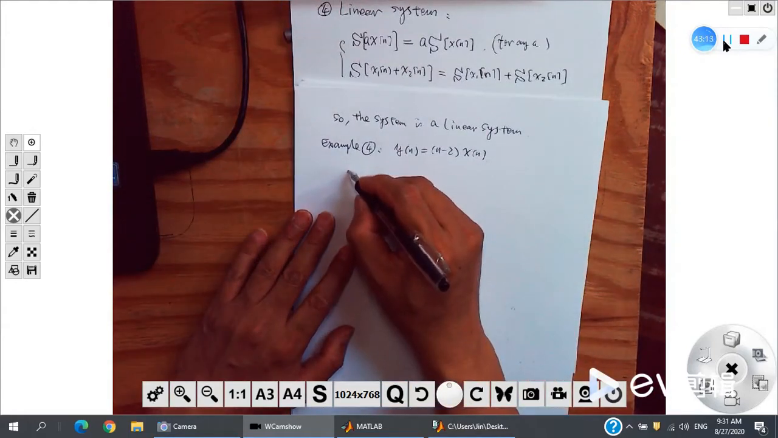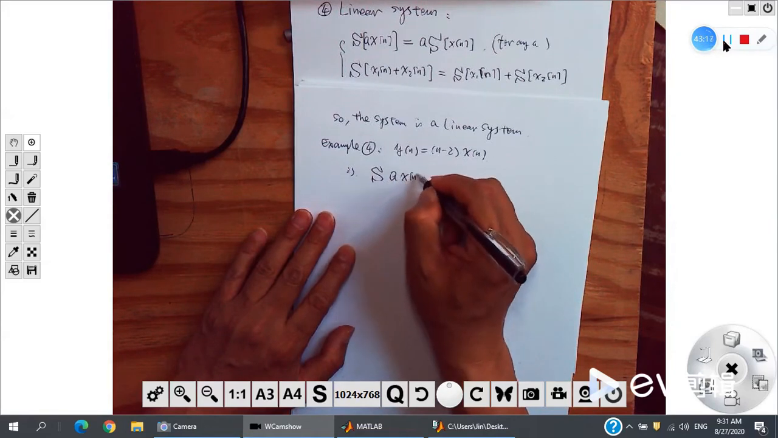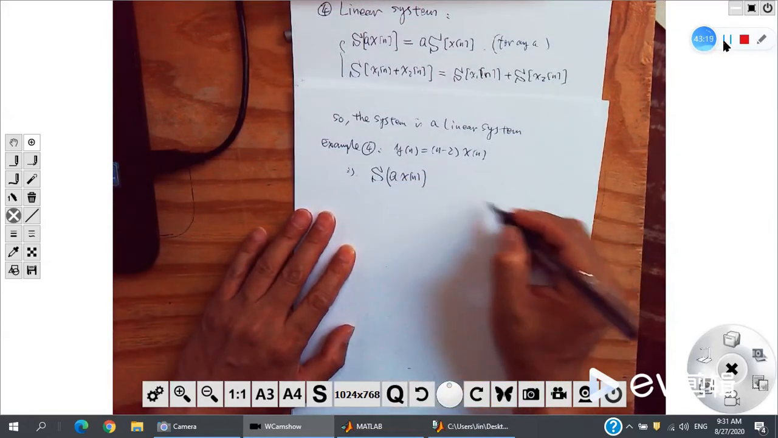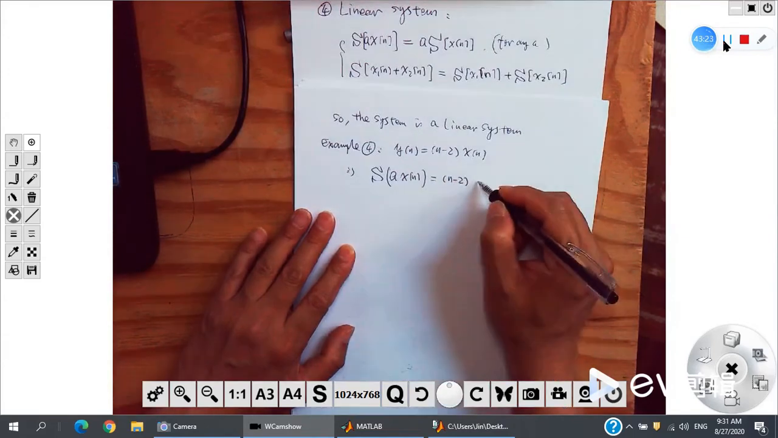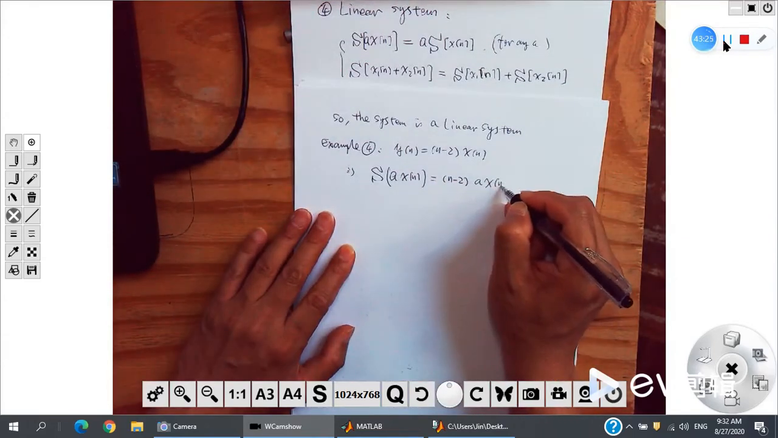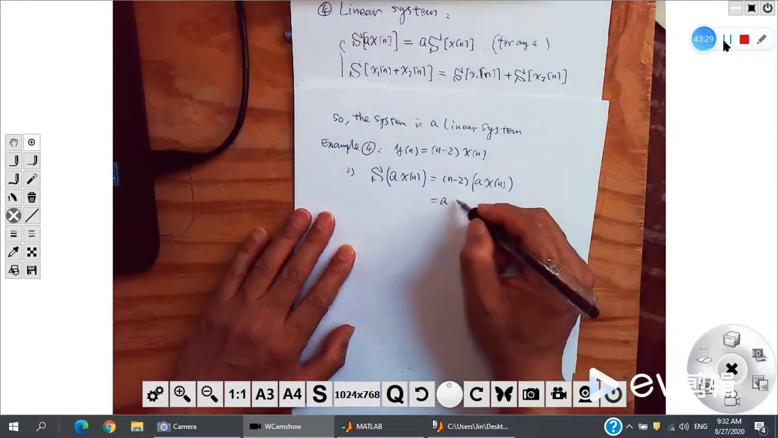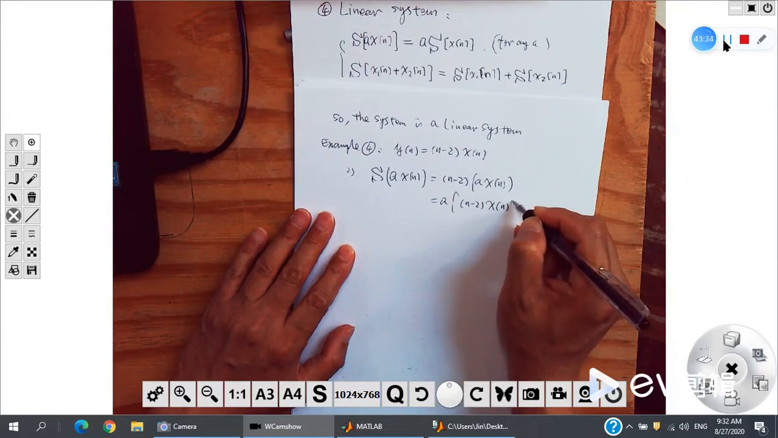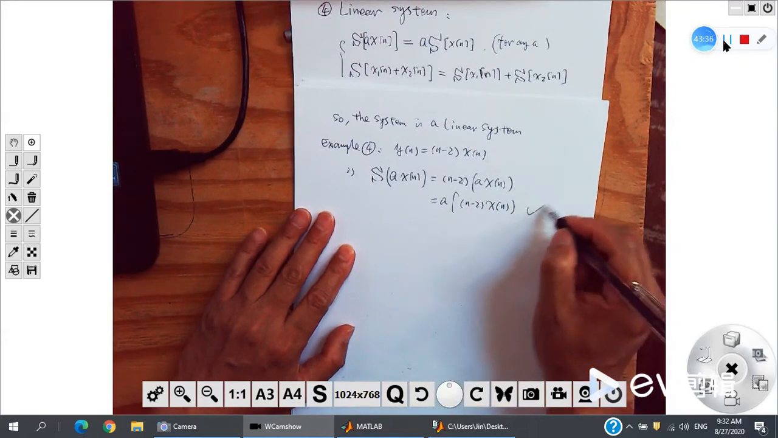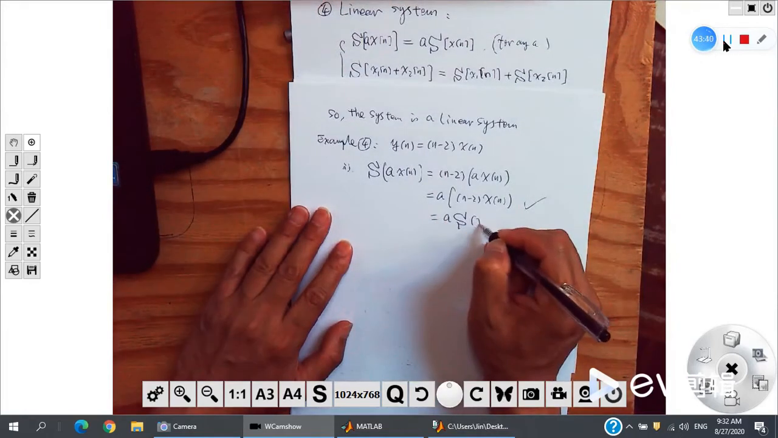So the first feature, S of a times the input. You use this as input, then the output will be n minus 2 times the input. So you can move a to the front, you have n minus 2 times x of n. Okay, it works, right? This is a times S of x of n.